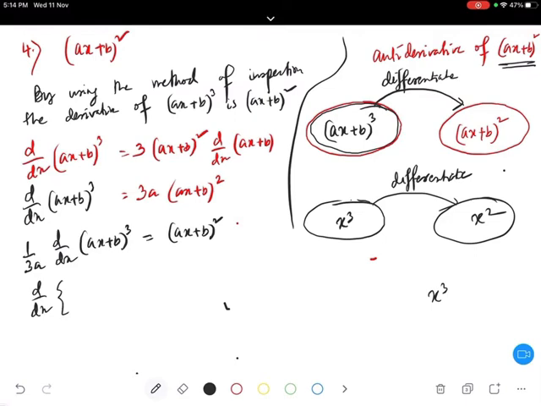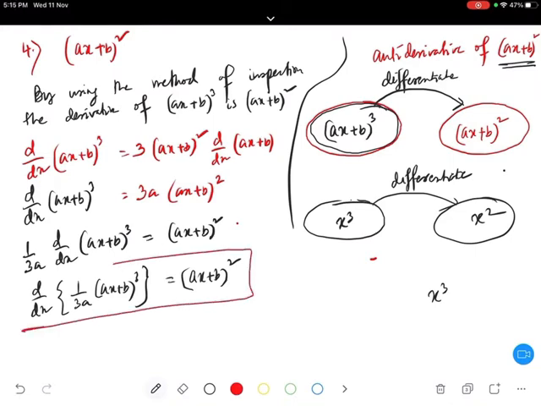dx of, because constants we can take inside the differentiation or outside the differentiation. It has nothing to do with it. So at the end we have this expression. Now what does this expression mean? This expression means that if I differentiate 1 by 3a (ax plus b) whole cube, this is the actual differentiation. In the previous method of inspection, I just needed to find the closest function whose derivative is (ax plus b) whole square.